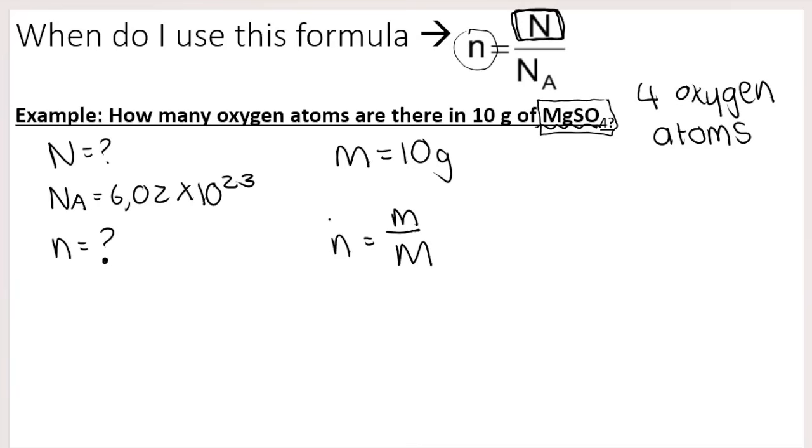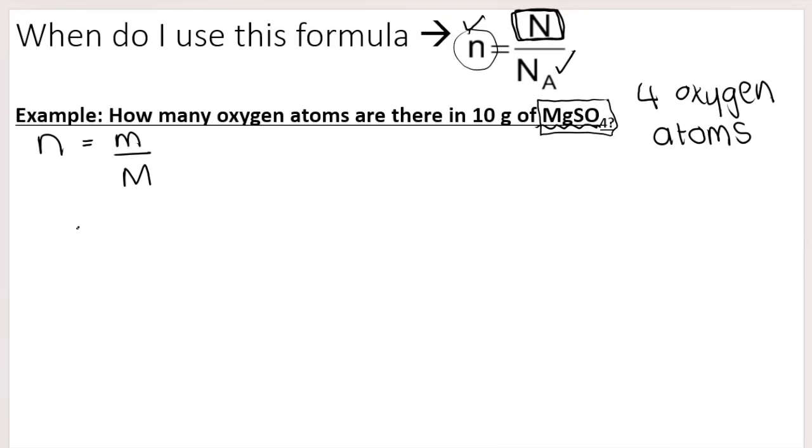And then once we have the number of moles, we can substitute that in this formula, sub in the constant, and get the number of magnesium sulfate particles. So our first step is we're going to substitute in the mass, which is 10 grams. Then we're going to substitute in the molar mass. We just have to work that out quickly.